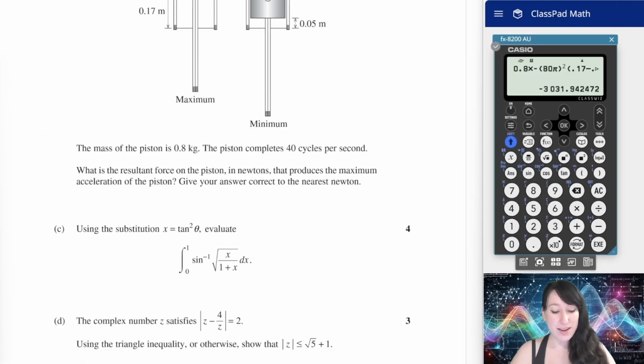Question 15c. Using the substitution x equals tan squared theta, evaluate the integral from 0 to 1 of sine inverse of the square root of x over 1 plus x dx.